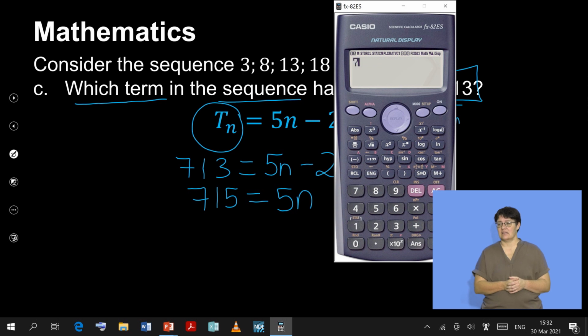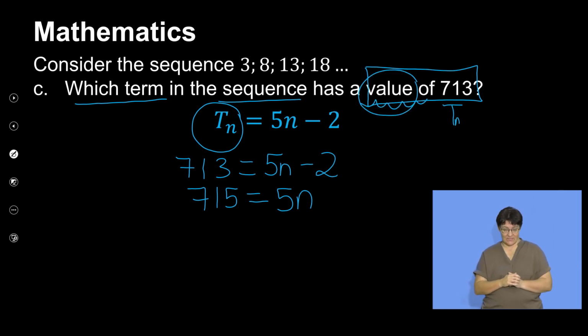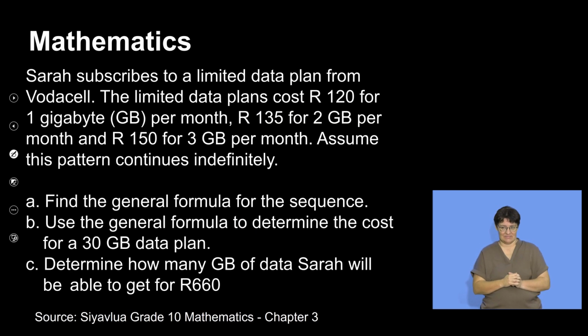I'm going to say 715 divided by 5, which means that 143 is equal to n. So it's the 143rd term of the sequence, which is equal to 713. Wonderful. I hope everybody's with me so far.